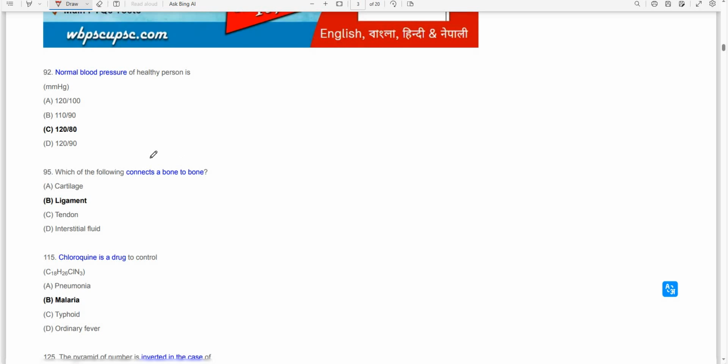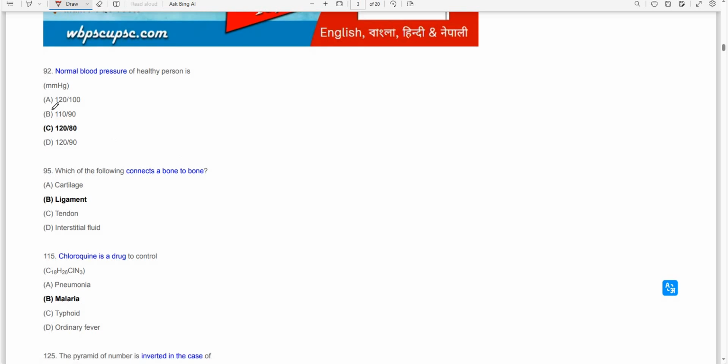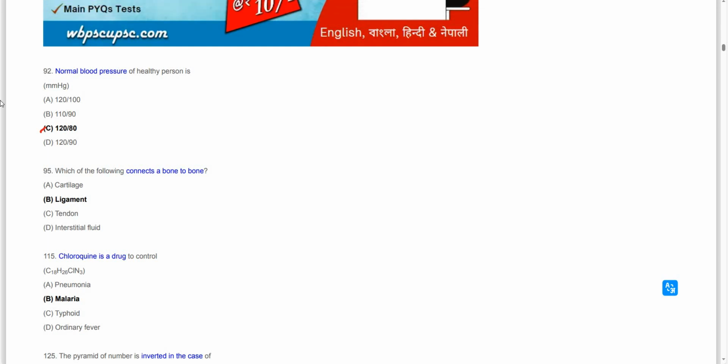Moving on to the next, normal blood pressure of a healthy person is 120 by 80, that is systolic pressure and diastolic pressure respectively.